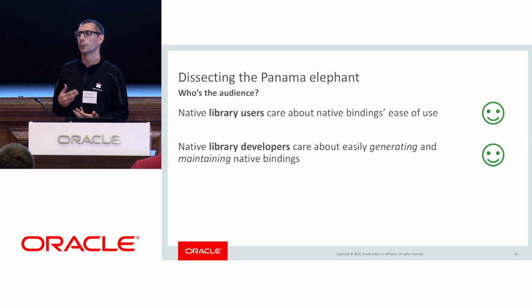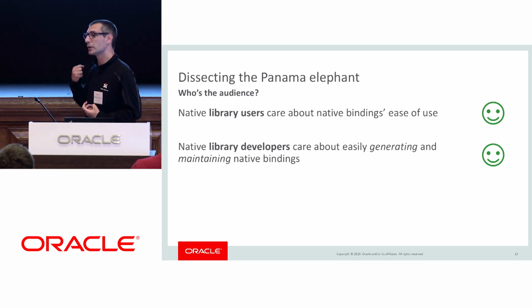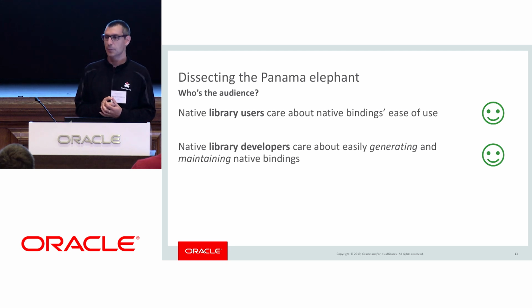And people that want to produce bindings don't care too much about usability. What they care about is how easy it is to generate bindings and how easy it is to maintain them after they have been generated. And I think in this case, Panama is essentially blowing JNI out of the water.